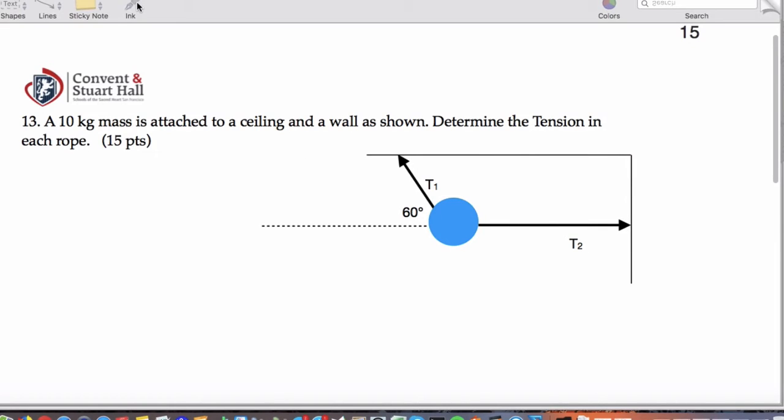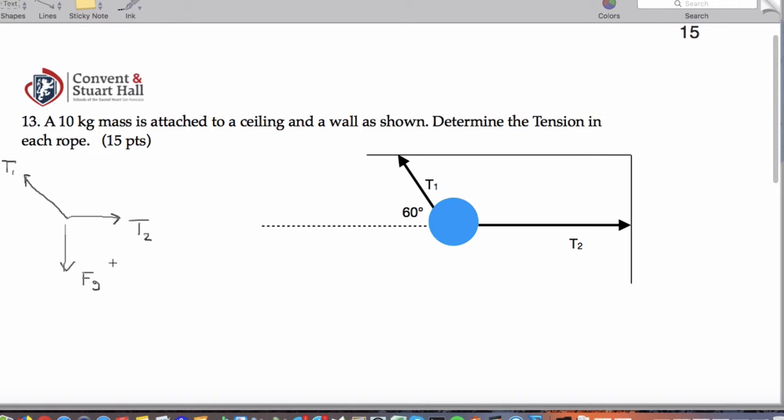Alright, now we have this mast that's attached to the ceiling, and we want to determine the tension in each rope. So first, let's begin with an explicit free body diagram, always. So I have T1, and here I have T2, and here I have the force of gravity pointing downwards.